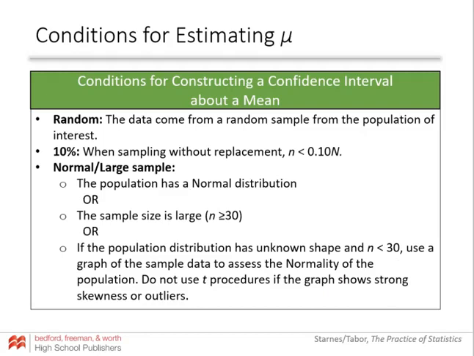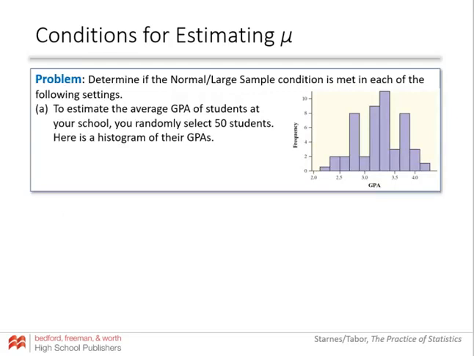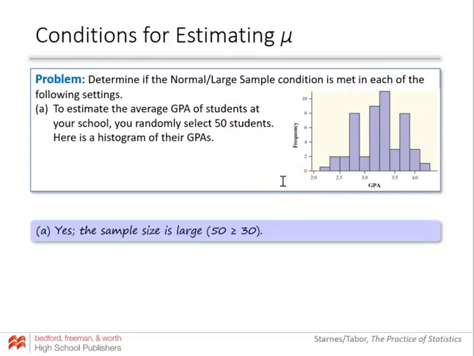Okay, so we'll look at some examples of testing that normal large sample condition. So here we have a histogram that shows the GPA. Now, the shape of this histogram is irrelevant because our sample size is 50. All right, so sample size is bigger than 30, we're good. Normal large sample condition is met.